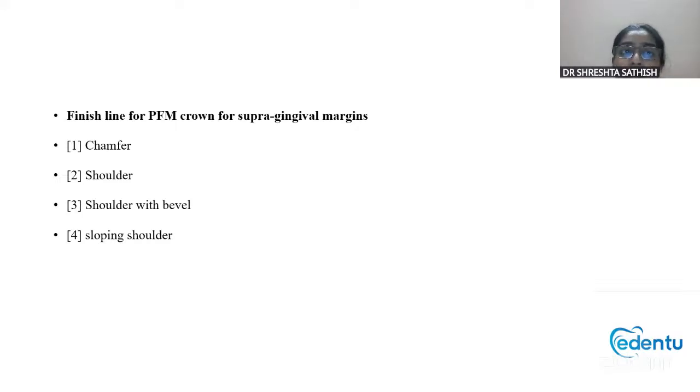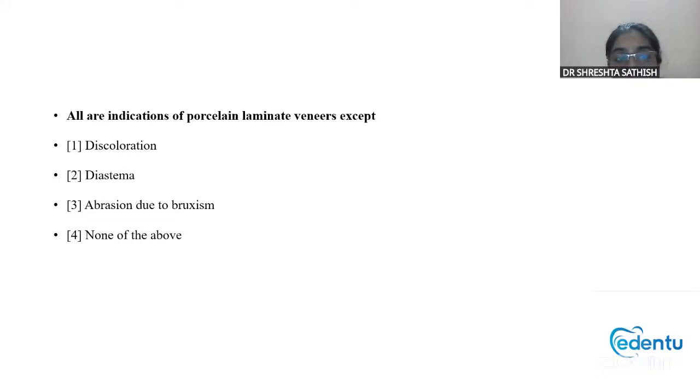The finish line for PFM crowns for supragingival margin. What is the finish line you give for a porcelain fused to metal crown for supragingival margins? Chamfer, shoulder, shoulder with bevel, or sloping shoulder? It is a shoulder with bevel. Shoulder with bevel.